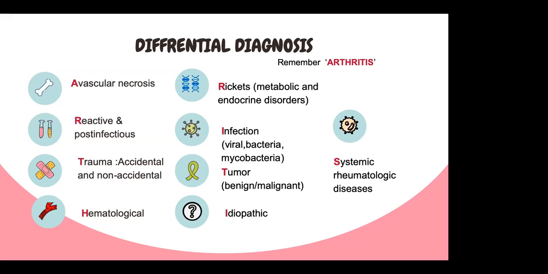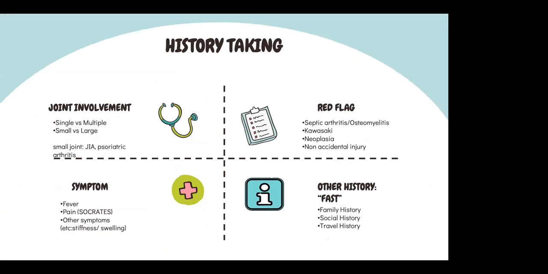Remember that JIA is also important, but it is not included in here since JIA is a diagnosis of exclusion. But we will go through JIA further. Next. So we proceed to history taking. This is a brief content of what you need to have in the history taking to diagnose a child with joint pain. Next.